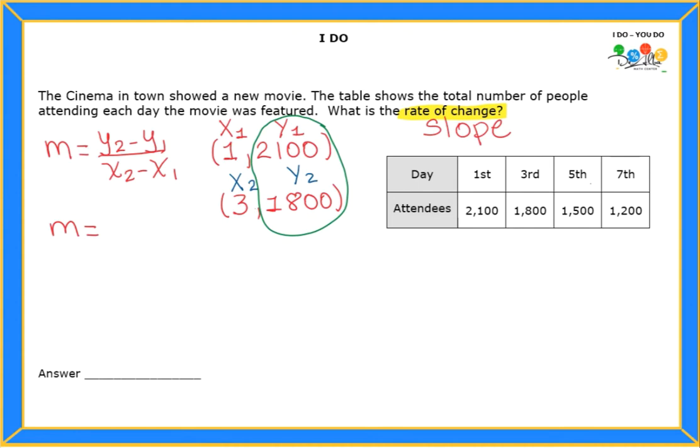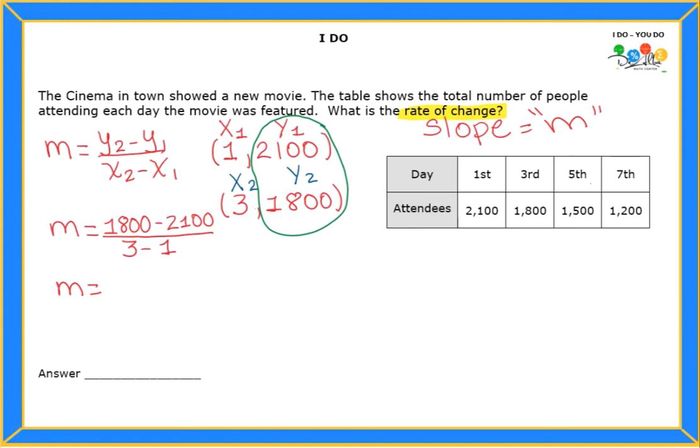Who is Y sub 2? 1,800. Very good. Minus Y sub 1, which is 2,100. Notice how those two numbers are the ones from the points that I circled. Very good. Who's X of 2? 3, right? 3 minus 1. Very good. Now, do you remember that the slope is the same as m? Make sure that you remember that, please.